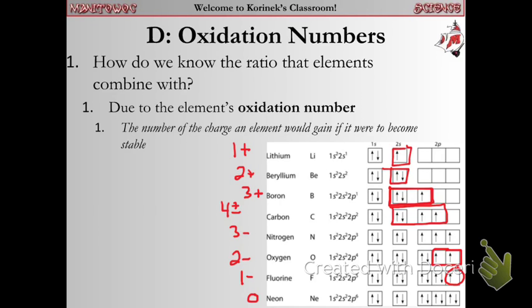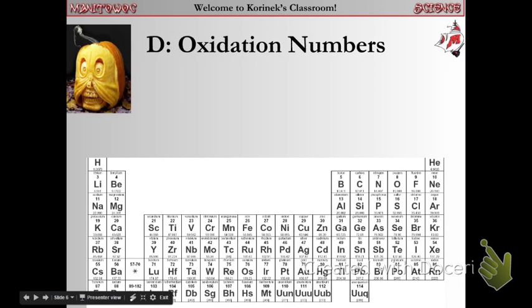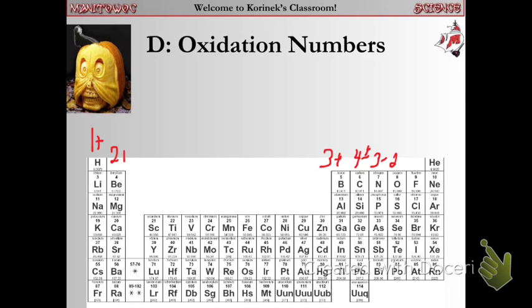And guess what, folks? If we take a look at a periodic table, we can see a new trend. Where's lithium? On the far left, right? And we said that the charge on lithium is 1 plus. Beryllium is 2 plus. Boron is 3 plus. Carbon, 4 plus or minus. Nitrogen, 3 minus. Oxygen, 2 minus. Fluorine, 1 minus. And helium is 0. That's a minus on fluorine, by the way.